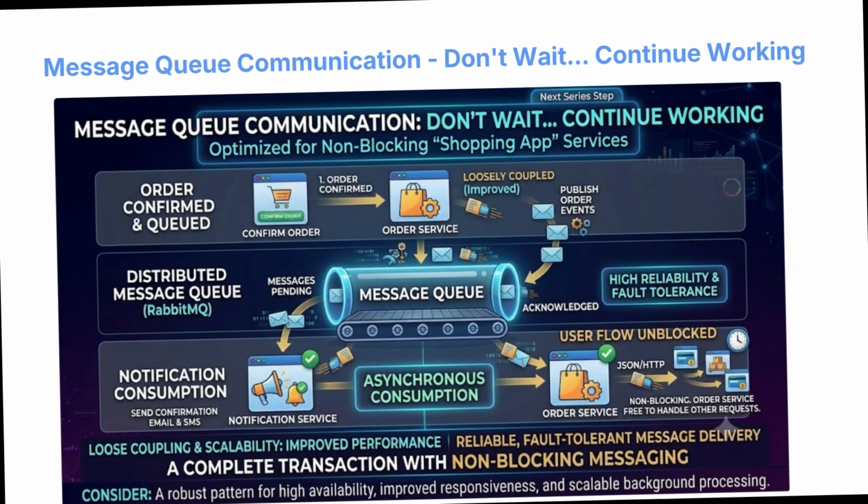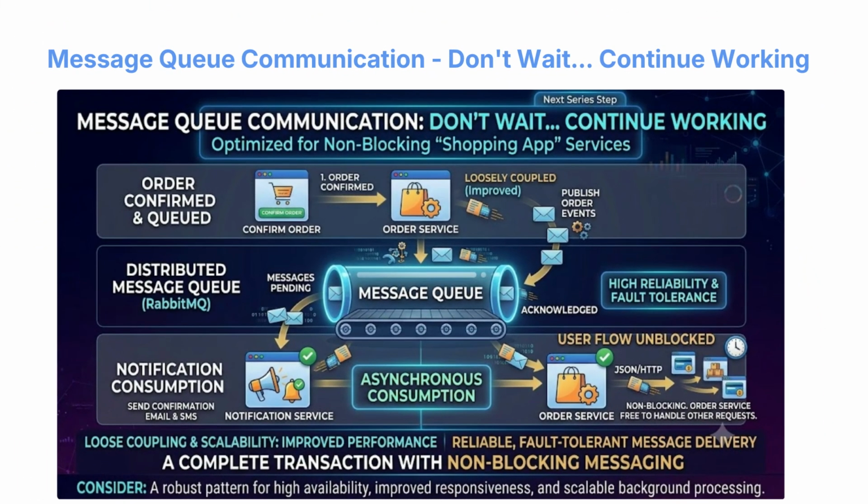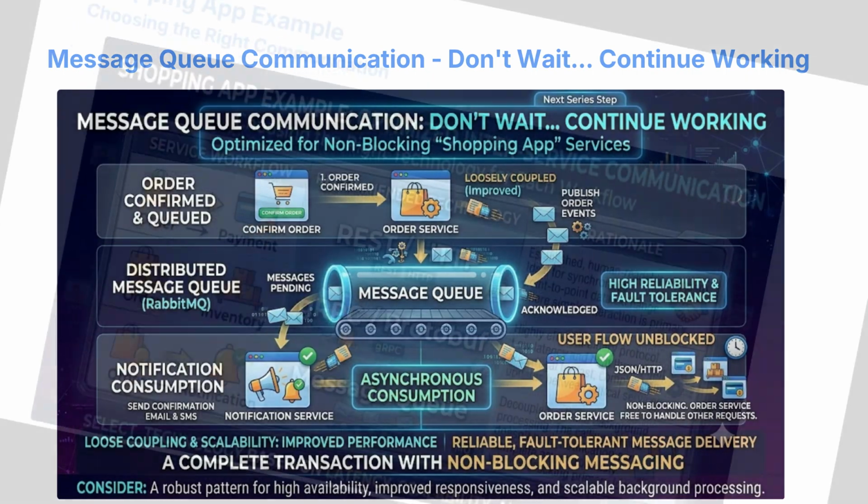Not every task requires an immediate response. After an order is placed, sending an email confirmation doesn't need to happen instantly. Instead of making the customer wait, the order service places a message into a queue. The notification service processes it independently. This creates a faster and more resilient application.